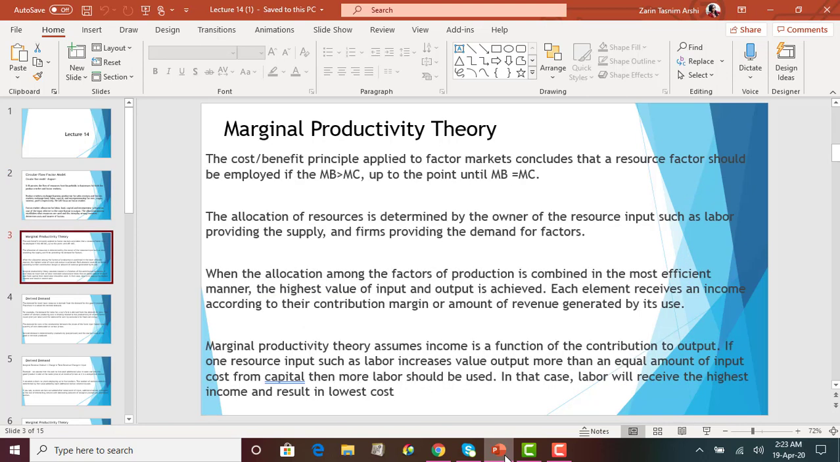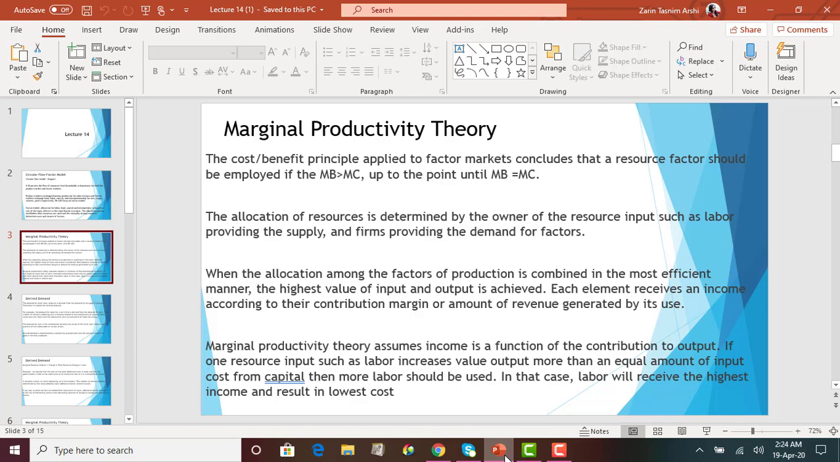Now we have to know the marginal productivity theory. This is the most important theory in the factor market. Under this theory, using cost-benefit analysis in the factor market, a resource should be employed as long as the marginal benefit is greater than the marginal cost, up to the point where marginal benefit is equal to the marginal cost. So we should employ more and more labor as long as marginal benefit is greater than marginal cost, but only up to the point when marginal benefit is equal to marginal cost.